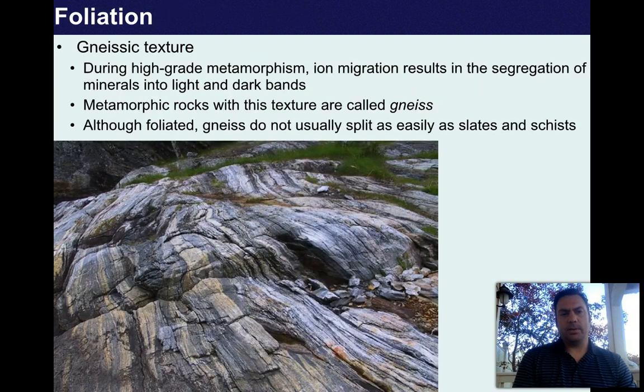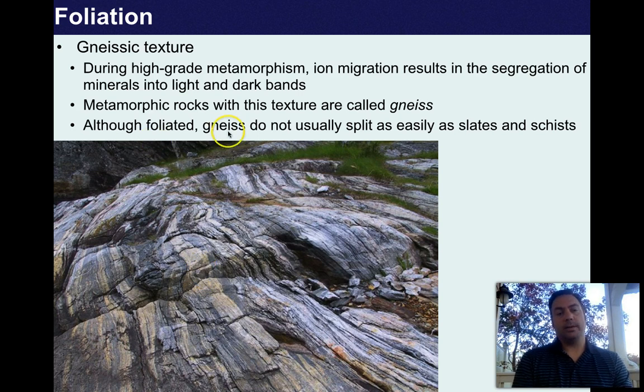Another type of foliation is this gneissic texture right in here. Okay, notice those bands of dark and light minerals. During high-grade metamorphism, ion migration results in the segregation of minerals into light and dark bands. Remember, the light bands tend to be more felsic. The dark bands are probably a little more mafic, if we're thinking of this in terms of igneous terminology. So we have more mafic minerals, which means iron and magnesium. Over here, we have more silica and potassium in these zones, and maybe sodium, quartz, and potassium.